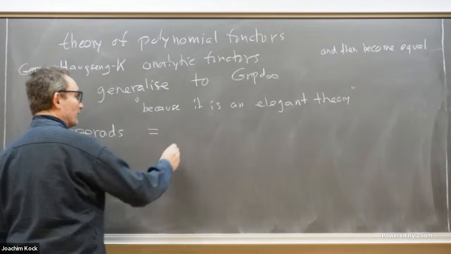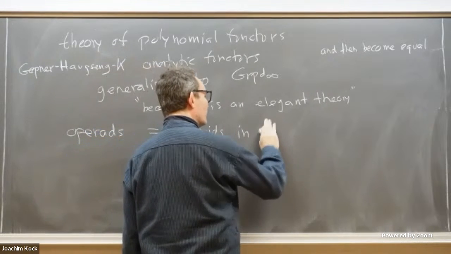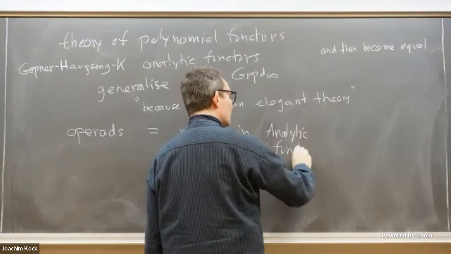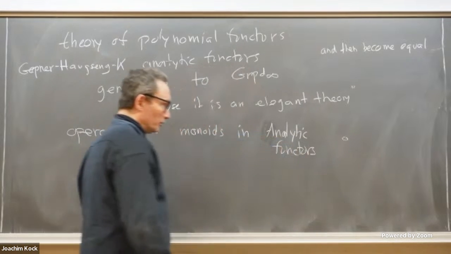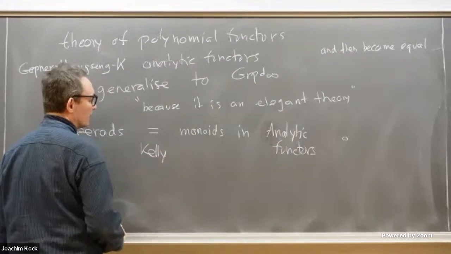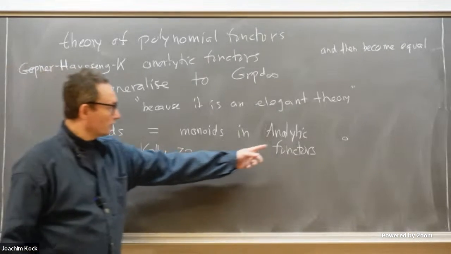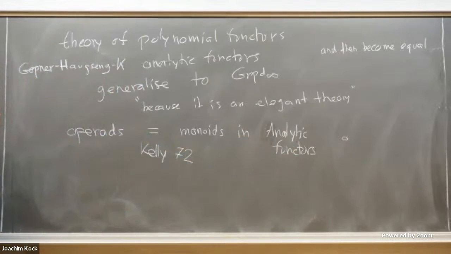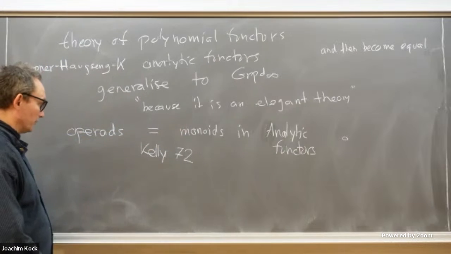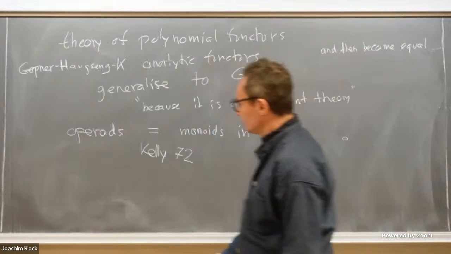So they can be described as monoids in species or monoids in analytic functors under the composition product. This is an observation by Kelly in '72, except that he didn't know that it was analytic functors. Maybe I should say Kelly and Joyal combined give you this one. Okay, so now you can guess what happens.